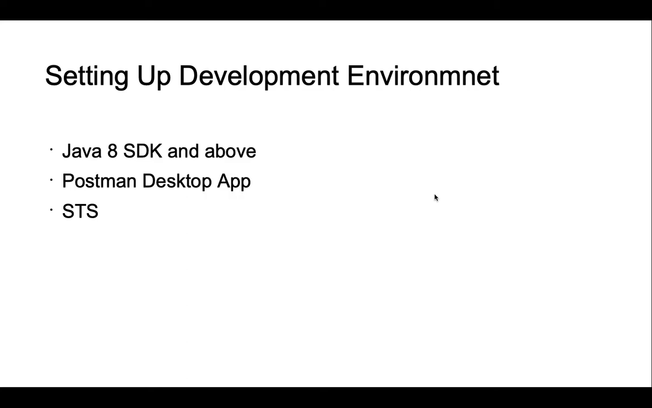This is lecture 2, and here we're gonna see the setting up of the development environment for our machine, and after that we will have a look at the application that we are going to develop. For this tutorial and for this application we are going to use Java version 8 and above. So you have to install Java 8 or above. Other than that, we're gonna use the Postman desktop application and Spring Tool Suite.